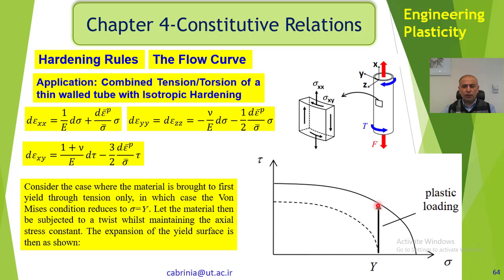So if we stop here and unload it, then we get this. This is the shape that we get for our material. And then again, if we start loading, depending on which way we are loading, we have to reach this curve in order to yield the material. So you can see how this isotropic hardening works here.